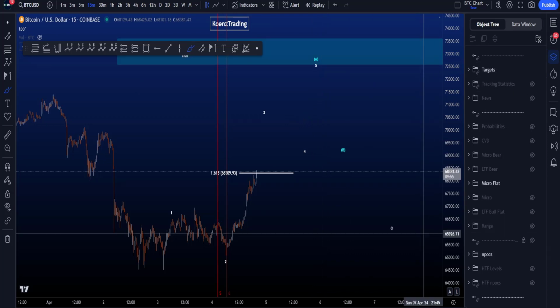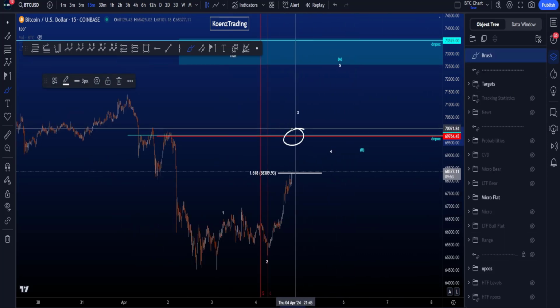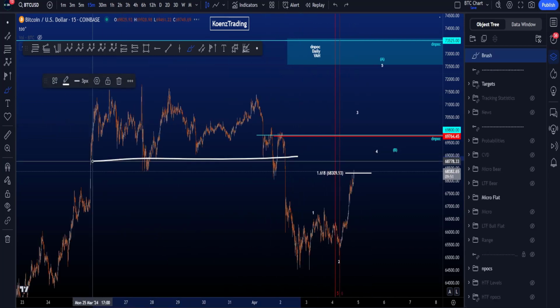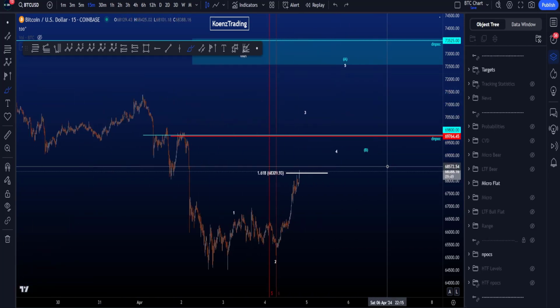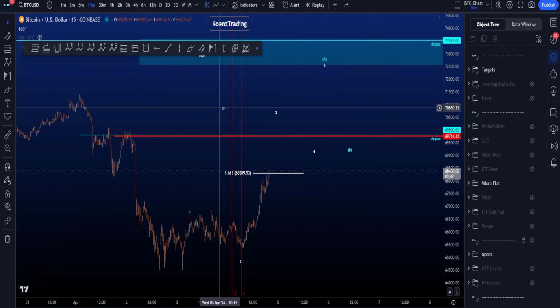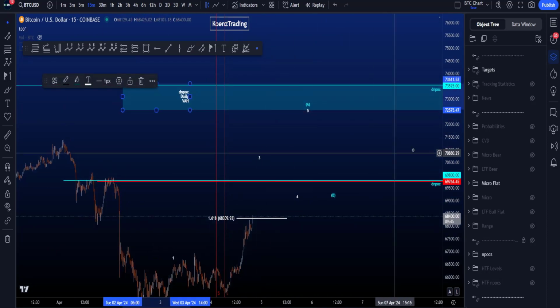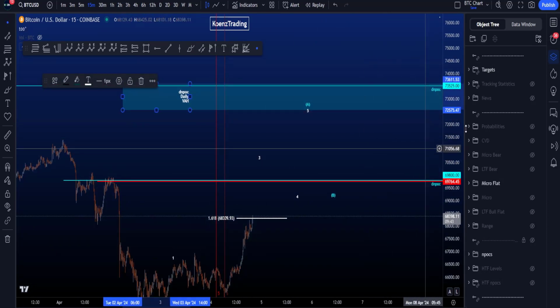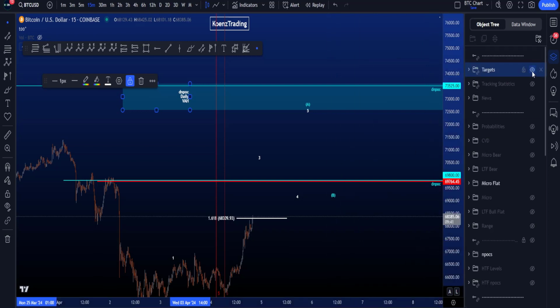Resistance areas to the upside are over here the daily naked point of control together with the range point of control sitting at 69.8k, and then we have this target box over here mentioned earlier, 72.5k, 73.6k.